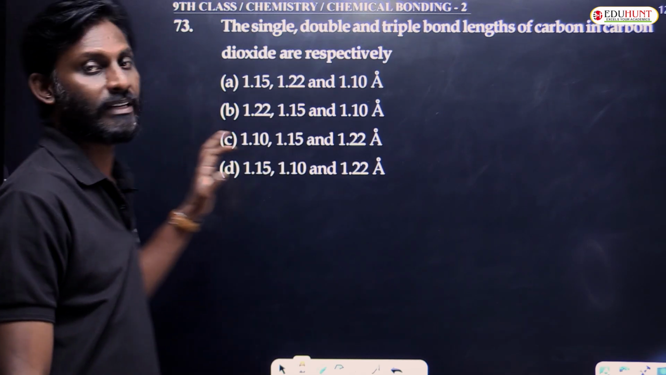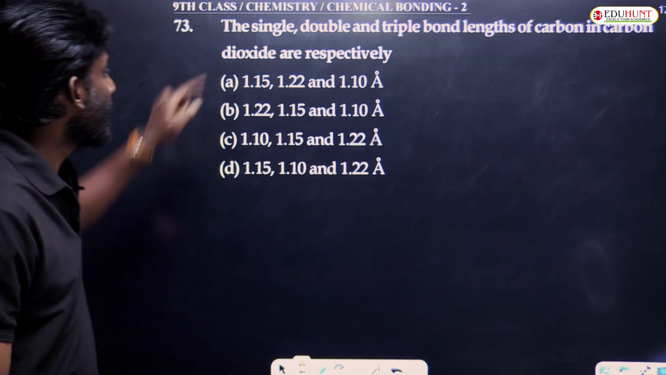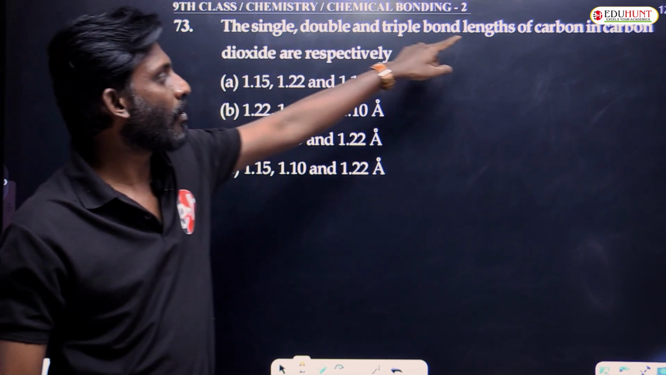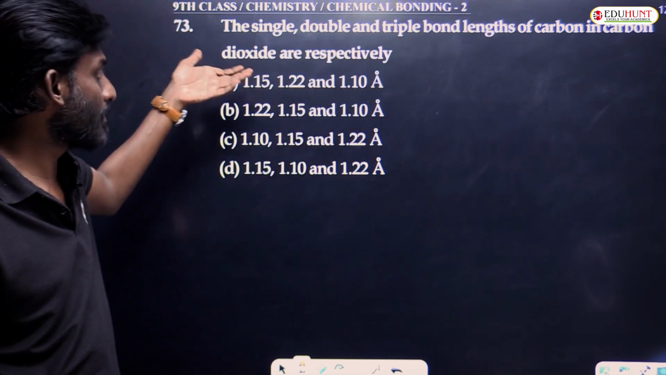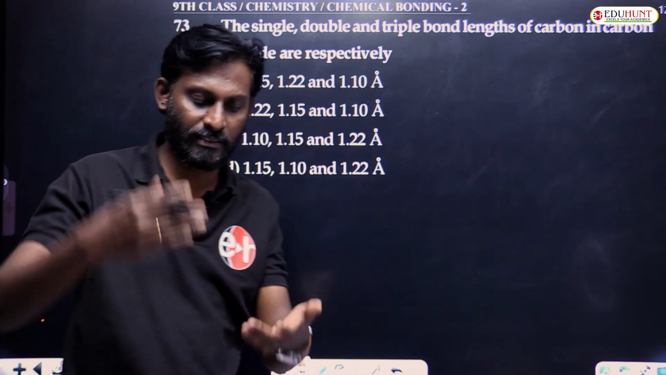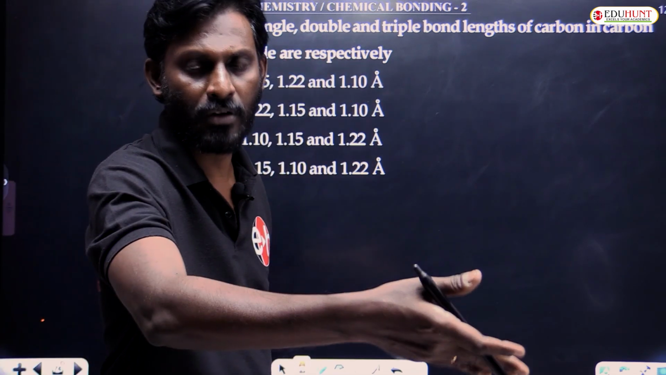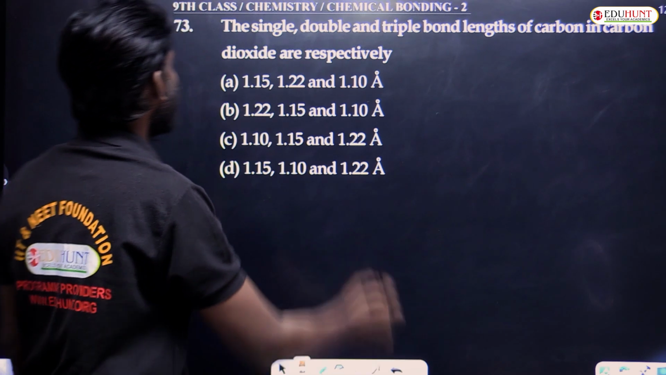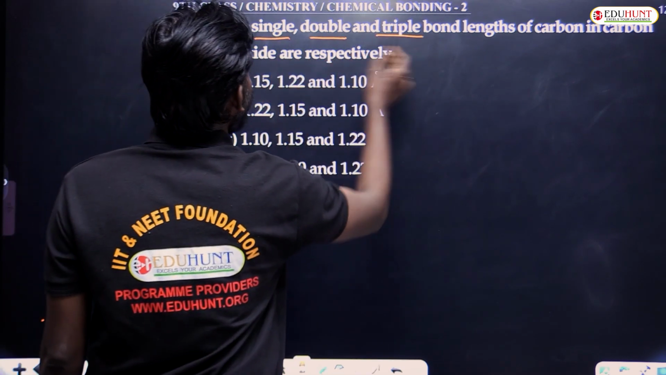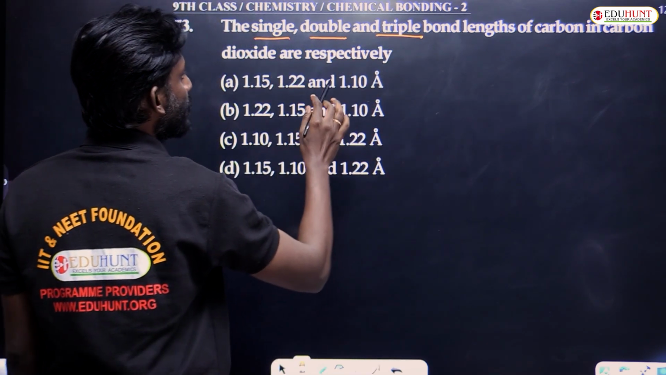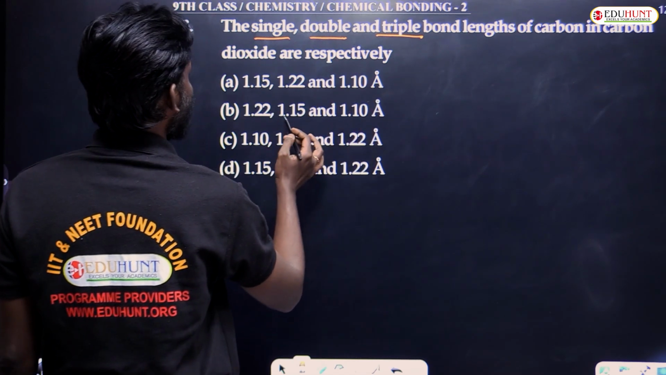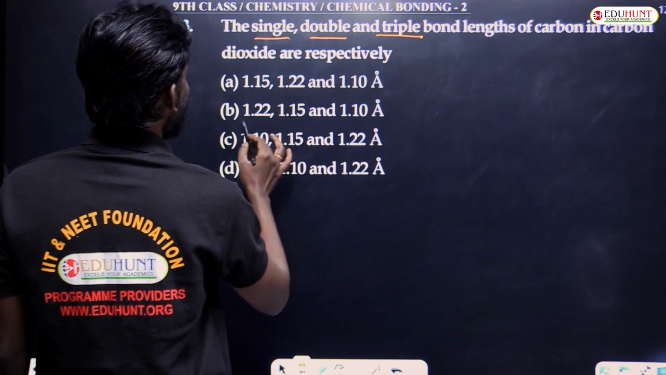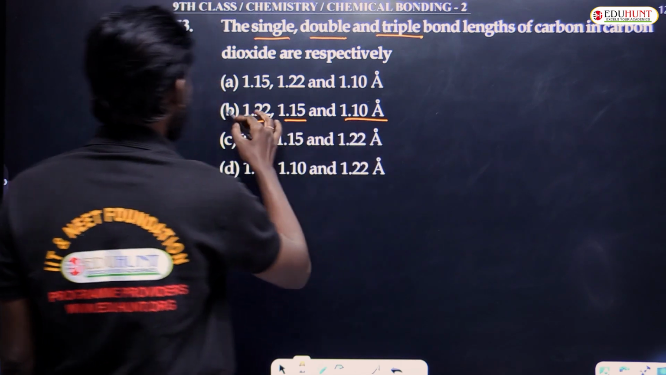Now question number 73. The single, double and triple bond lengths of carbon in carbon dioxide are respectively. You know that single bond length is more than double bond length, and double is more than triple. So we need to find single, double, triple. That will be the best answer.